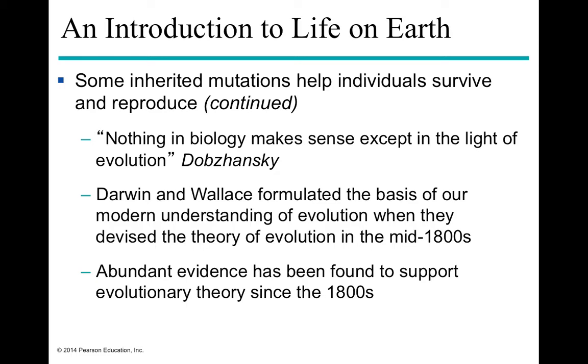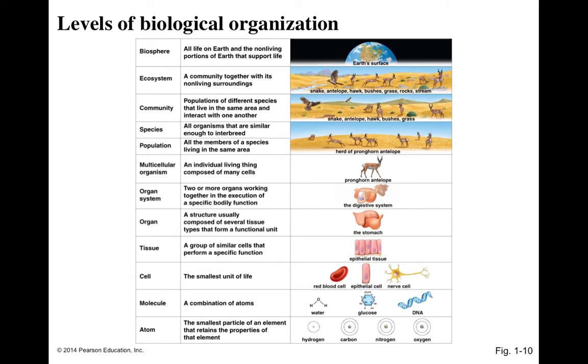Now, evolution theory actually started with scholars Darwin and Wallace, and they devised a theory of evolution in the mid-1800s. And since then, we have a lot of different lines of evidence that have been found to support evolutionary theory. We have genetic evidence, we have biochemical evidence, we have taxonomic evidence, so lots of different types of evidence. And we'll talk about those when we get to that chapter.